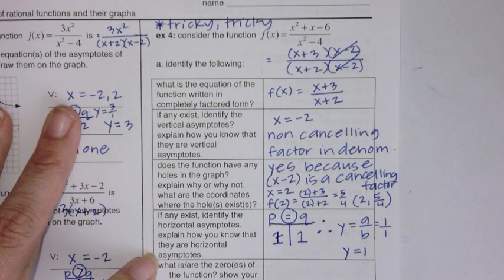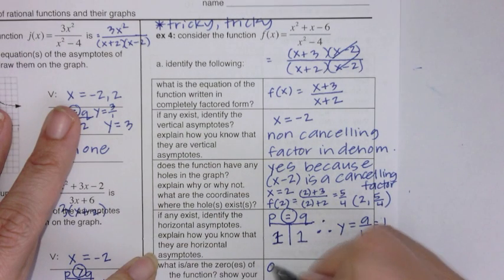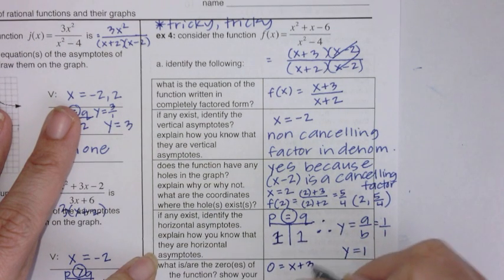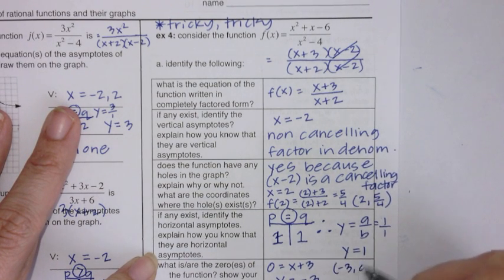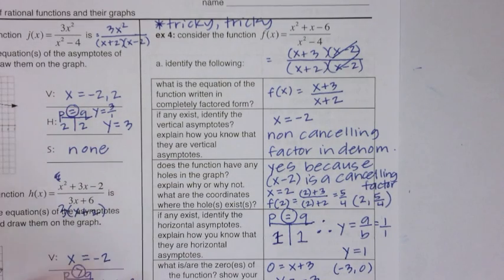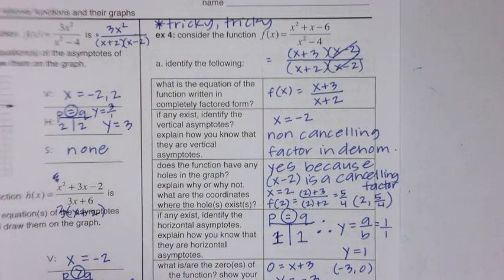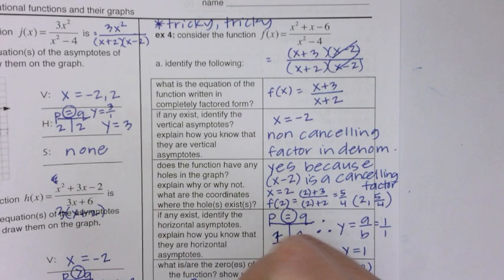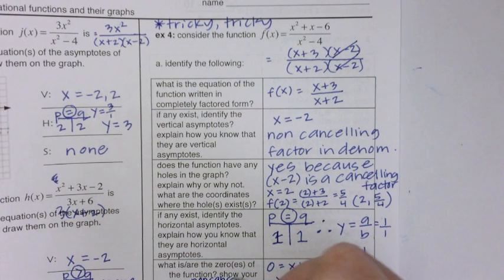What are the zeros of the function? So 0 equals x plus 3. Show your work. X equals negative 3. So this is a 0. If it said intercept, we would write negative 3, 0. This doesn't ask us why, but maybe the test will. So our answer would be non-canceling factor in the numerator.